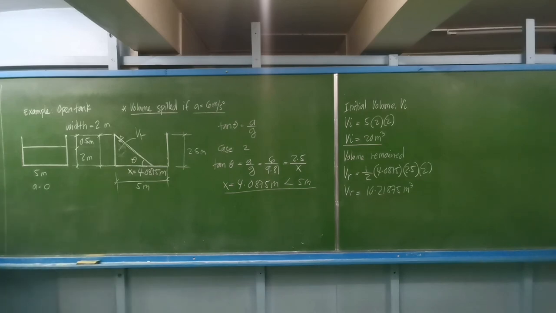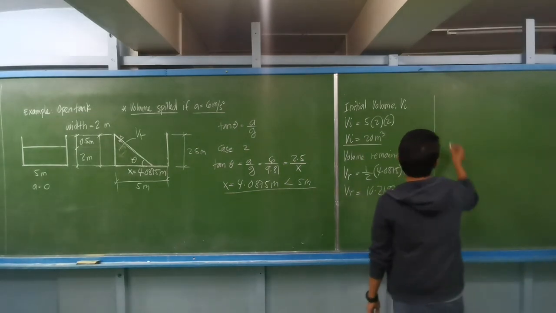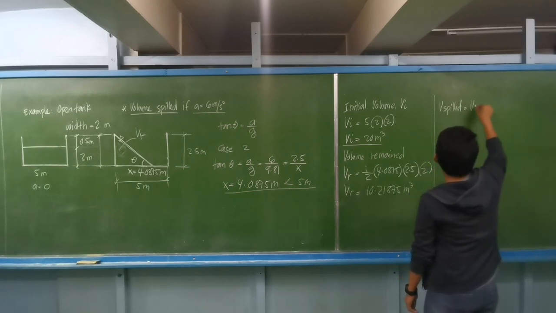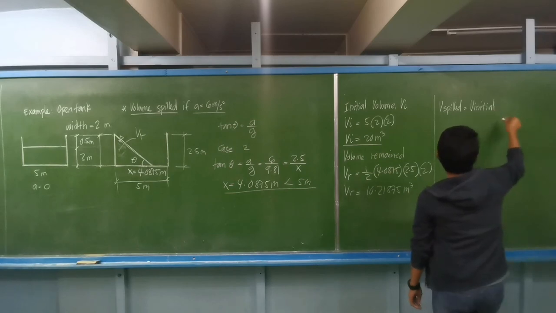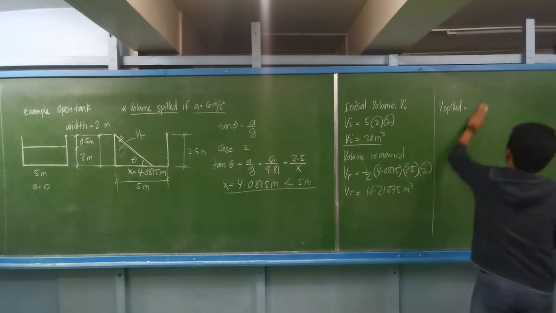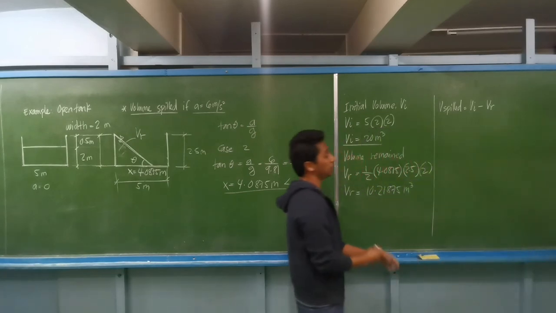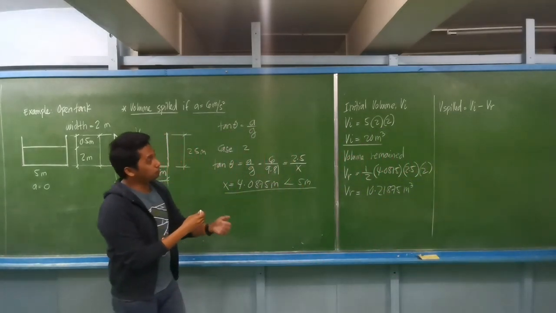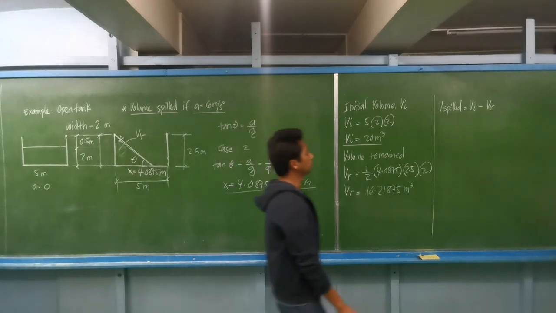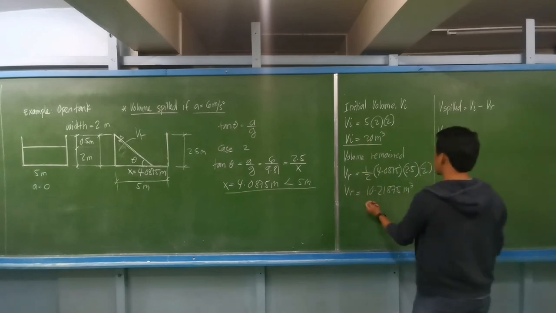So how to compute for the spilled volume? Paano natin kukunin yung spilled volume? The volume spilled is equal to the volume initial minus the volume remaining. So makukuha natin yung natapon: the initial volume of water minus the remaining volume of water, that will be the spilled volume. Volume initial is equal to 20 cubic meters less the volume remaining, 10.21875.